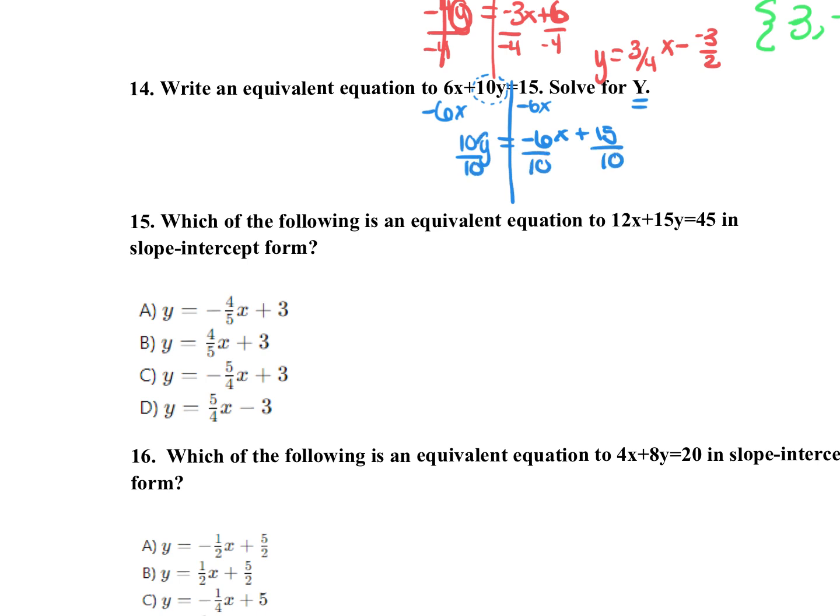Because to get the y by himself, he was multiplying by 10. And the opposite of multiply is divide. Y equals, if you type negative 6 divided by 10 in the calculator, it will reduce it for you and give you negative 3 over 5x. Plus, if you type 15 divided by 10 in the calculator, it will give you 3 over 2. That's your answer.